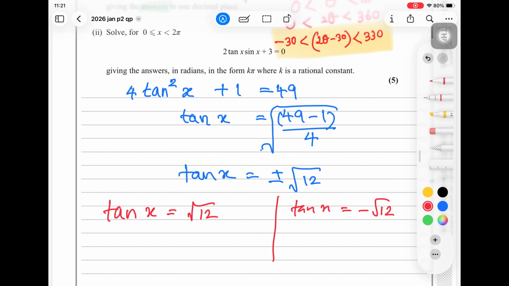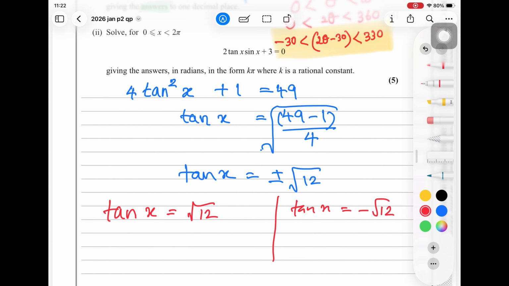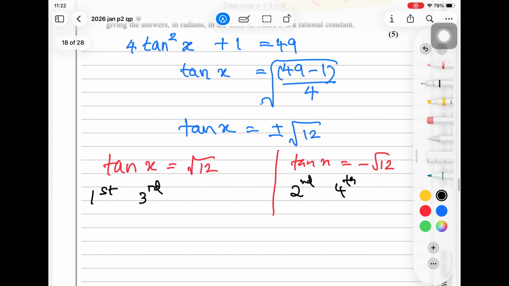Okay, now when we are doing the tan x values, we have to think a little bit about the quadrants. Luckily here both positives and negatives are going to come. So this question is pretty easy, because since both the positive value and the negative value are there, literally all 4 quadrants will be there. For positives you have the first quadrant and the third quadrant. For negatives you have the second quadrant and the fourth quadrant.